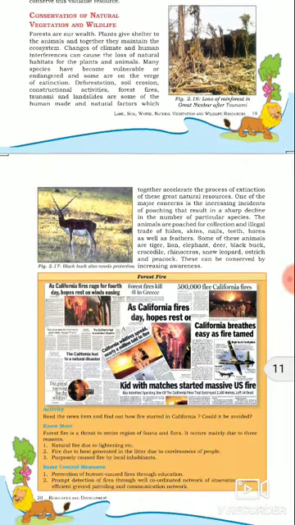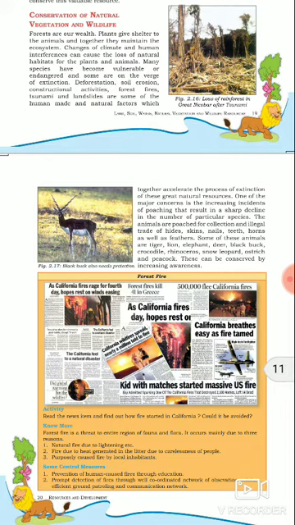One of the major concerns is the increasing incidence of poaching, which results in a sharp decline in the number of particular species. Poaching is illegally hunting or killing animals. Why are we killing animals? To get their skin, hides, teeth, horns and other organs, which we sell illegally in the market. Animals are poached for the illegal trade of hides, skins, nails, teeth, horns as well as feathers. Some of these animals are tiger, lion, elephant, deer, black buck, crocodile, rhinoceros, snow leopard, ostrich and peacock.